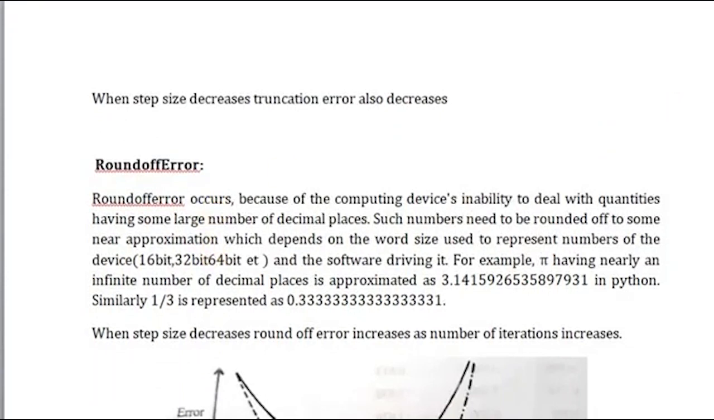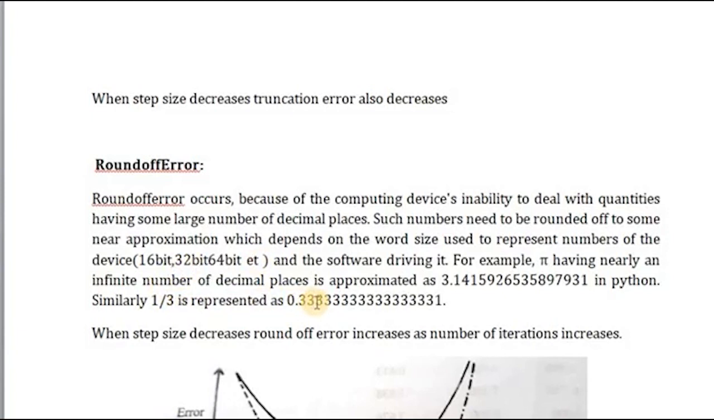Round-off error occurs because of the computer's inability to deal with large quantities. The value of pi is 3.14 with a big tail, and we normally round it to 3 or 4 decimal places. Similarly, 1 by 3 is represented as 0.3333, etc.